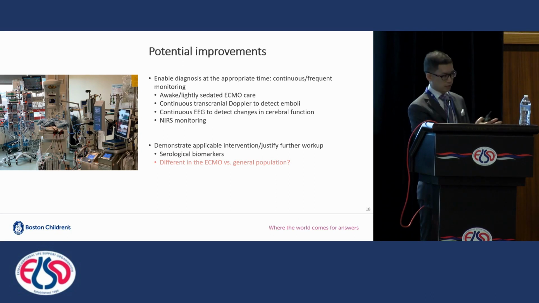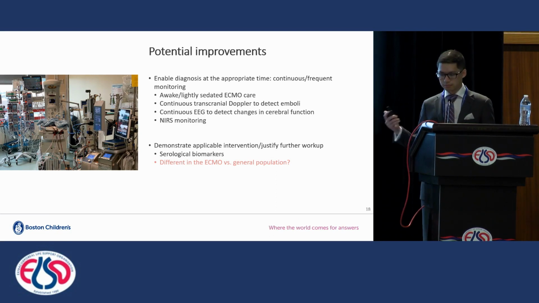Areas of improvement already covered, I'll just say things like continuous EEG, NIRS, and NIR DCS. Potentially serological biomarkers may be helpful so that we're not taking as many patients. Transporting an ECMO patient down to the CT scanner is not without its pitfalls as well.